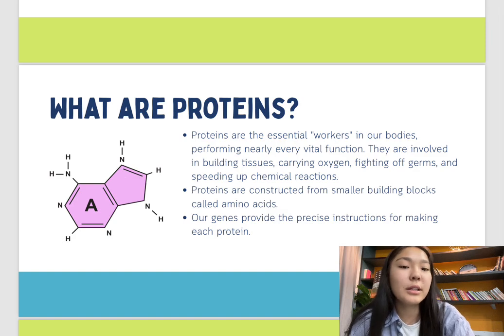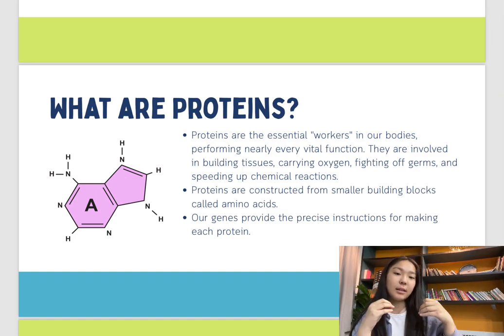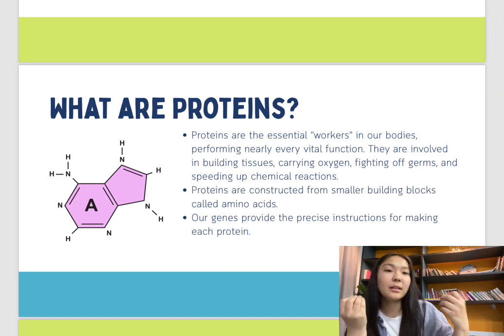Next, there are proteins. Proteins are very important for our bodies. They help build tissues, carry oxygen, fight diseases, and speed up some chemical reactions. Proteins are made from amino acids. Our genes contain the instructions for making these proteins.